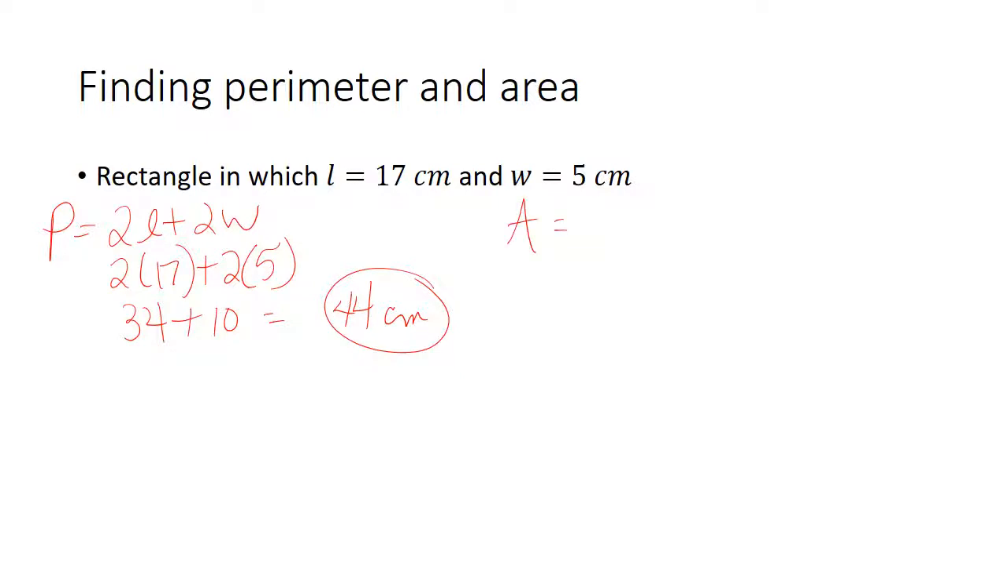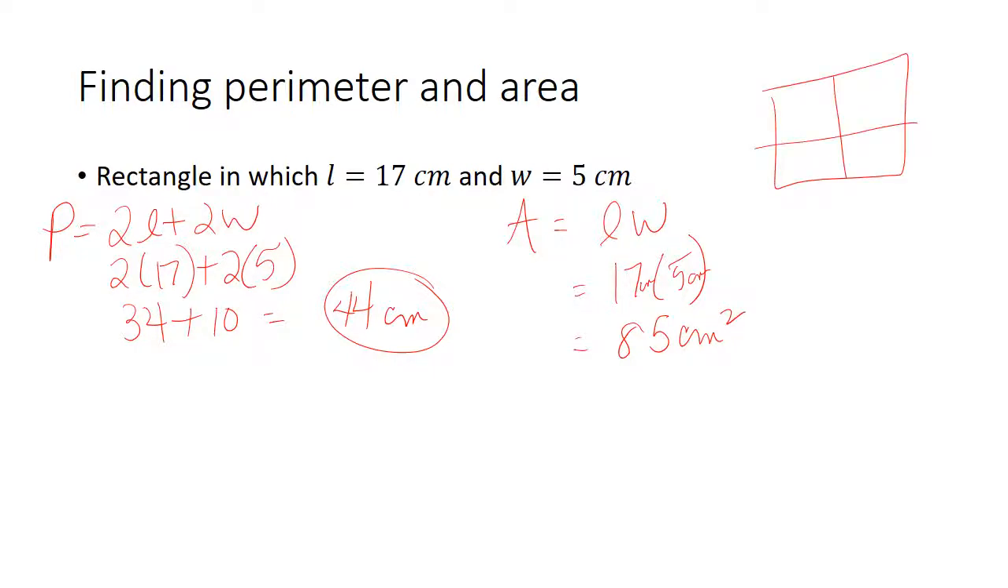My area is going to be length times width, so that would be 17 times 5, which gives us 85 centimeters squared, because this is a centimeter and this is a centimeter, so when we multiply them together, our units become square. And if you think back to the boxes that we just did, they were squares inside. Okay, so if this is a centimeter and this is a centimeter, we have centimeters squared. So area is always going to be your unit squared. Perimeter, the unit is not squared.